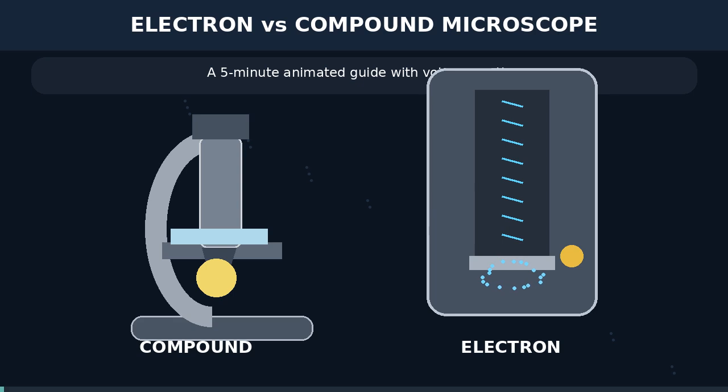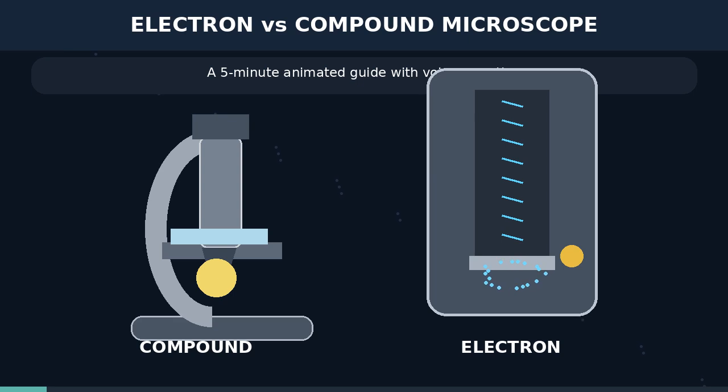Welcome. In this video, we will compare two important types of microscopes, the compound light microscope and the electron microscope. We will learn how they work, what they can show, and why electron microscopes can reveal much finer detail.